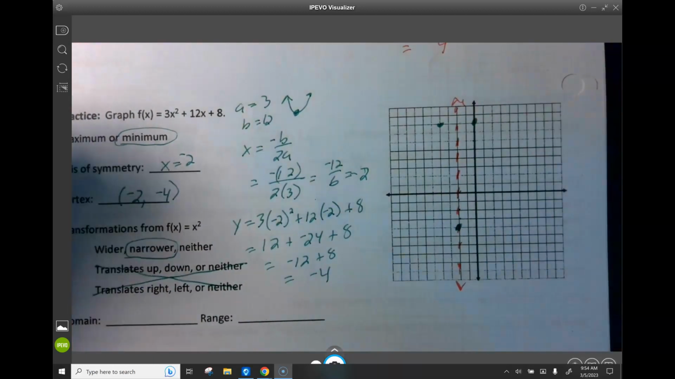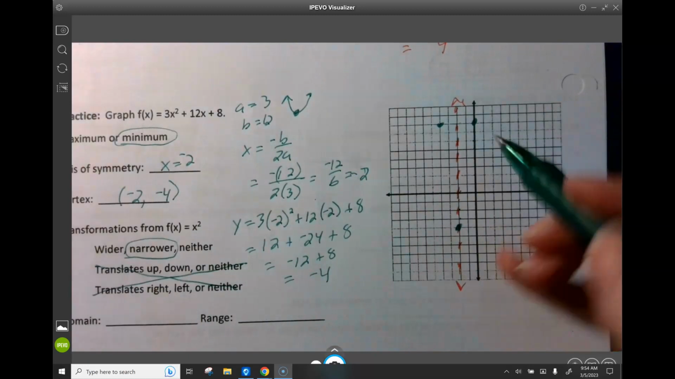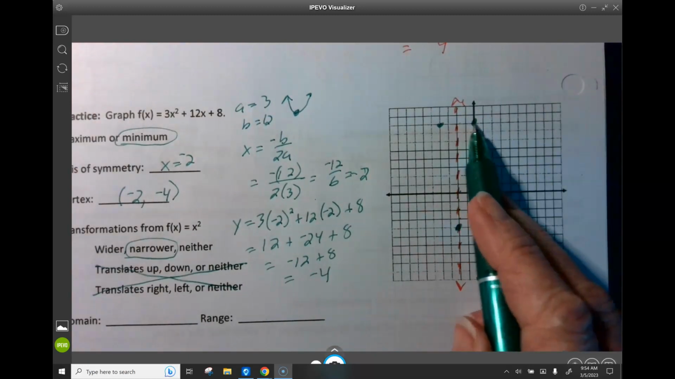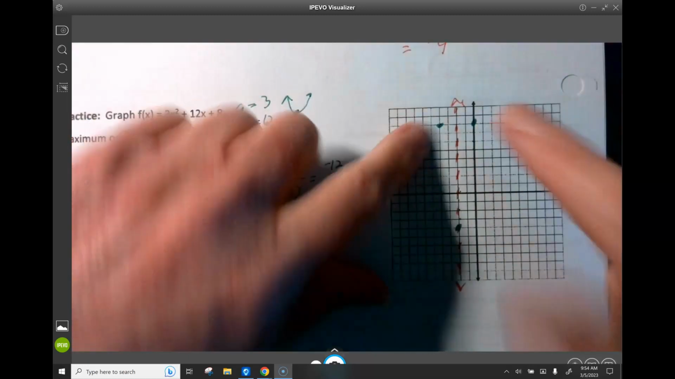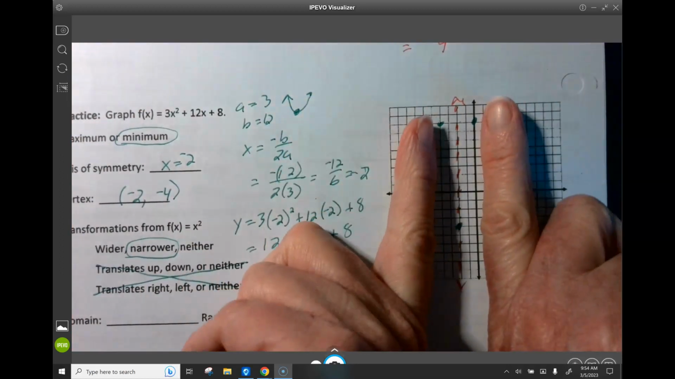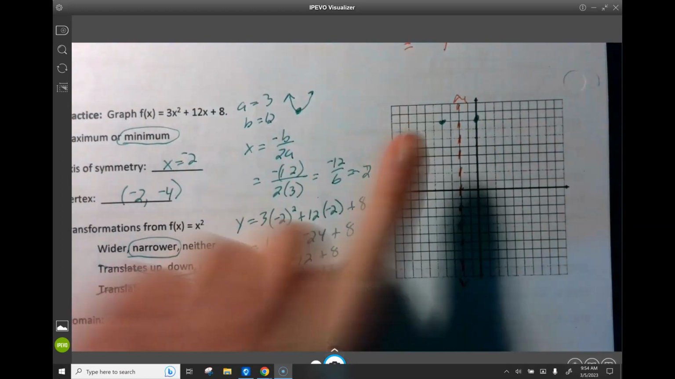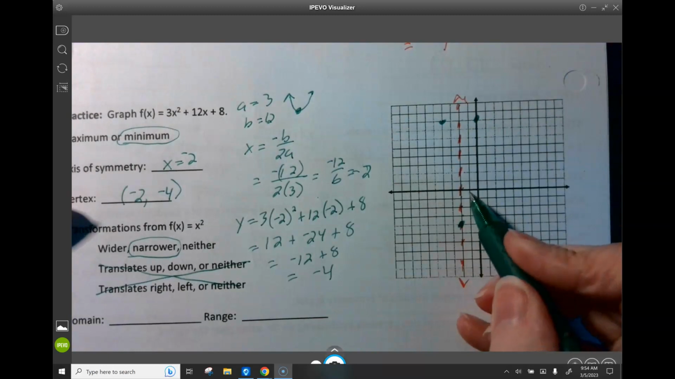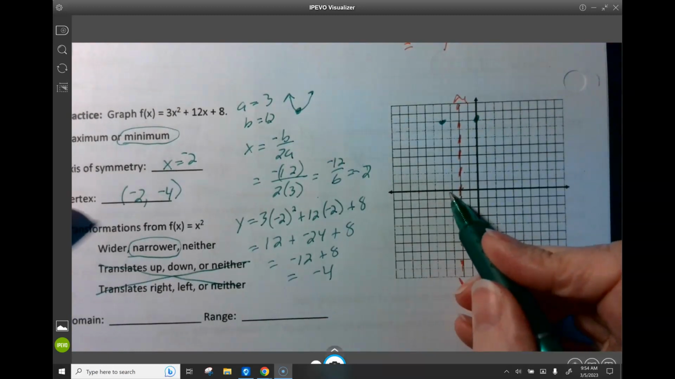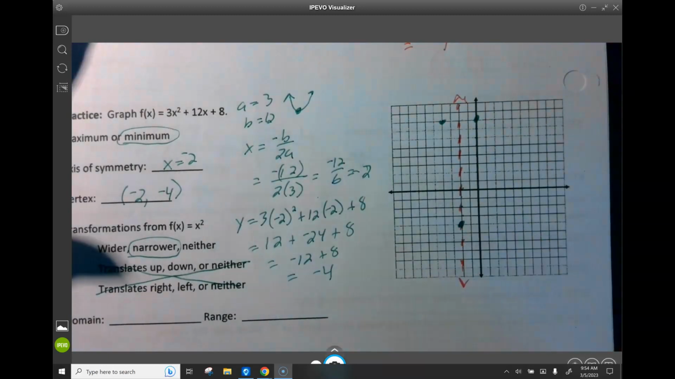Now we need to find a point. What would be a good one to plug in? Well, you usually want to go between your y-intercept and your vertex. My y-intercept is right here, and here's my vertex. So I would either pick negative 1 or negative 3. I'm going to go with the smaller one.